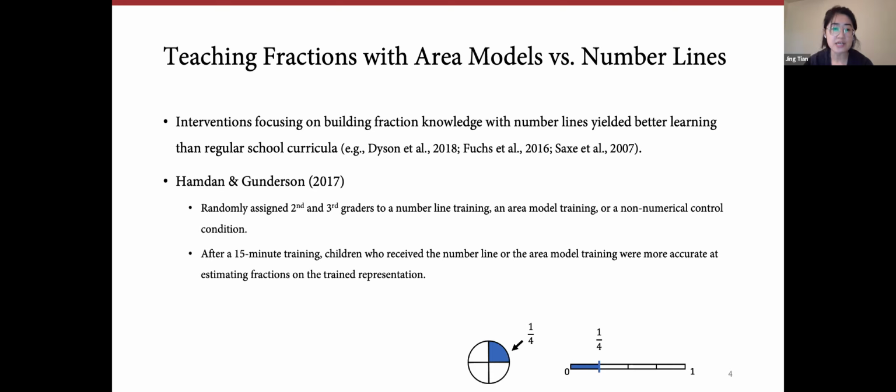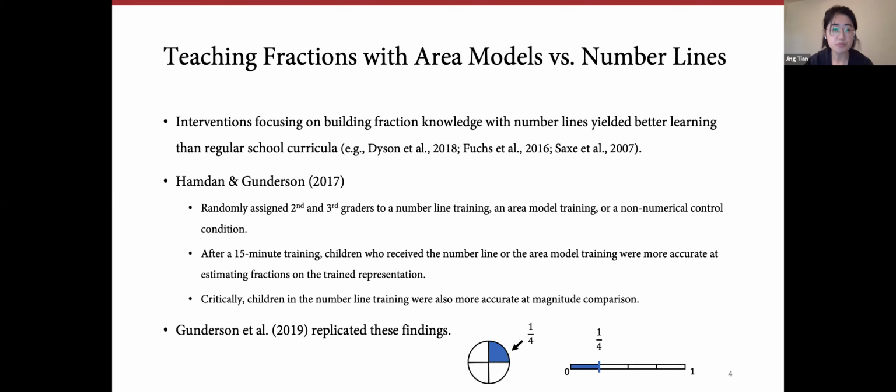After a brief training, children who received the number line training or the area model training became more accurate at estimating fractions on the trained representation than the children from the other two conditions. Critically, children who received the number line training were also more accurate at magnitude comparison, which none of the children were taught about. So these findings really suggested that the number lines as compared to the area models are more effective in teaching children fractions. These findings were later replicated by Gunderson 2019.